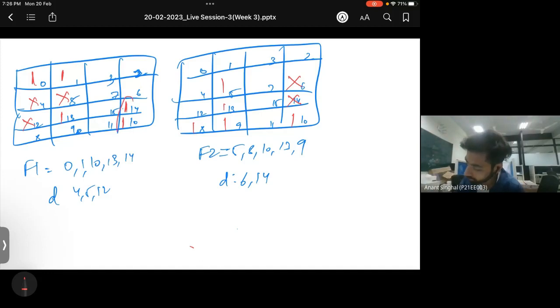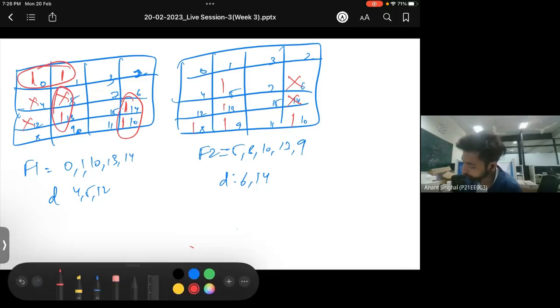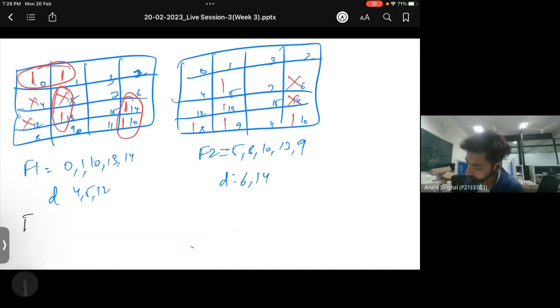So F1, this will be one pair and this will be one. This will be nothing but B bar, C bar and A bar, C bar. This will be nothing but B, C bar, D bar, B, C bar, D, and this will be nothing but A, C, D bar.